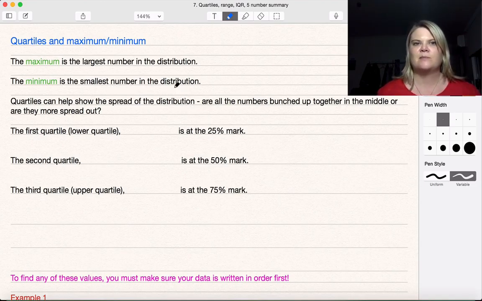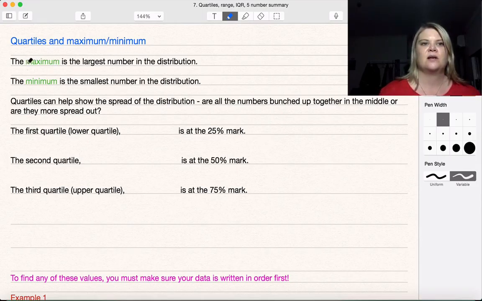I'm going to start with maximum and minimum first. You probably can guess what they are from the words, but I just want to make sure everyone's clear about what these terms mean. So maximum is the largest number in your set of data, and the minimum is the smallest number in your set of data. Of course, you'll need to put them in order to work out the largest number and the smallest number at each end, but that's what those two terms are. We're going to use those in a future video.